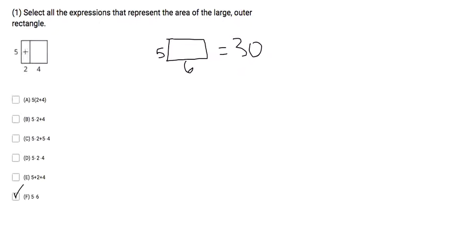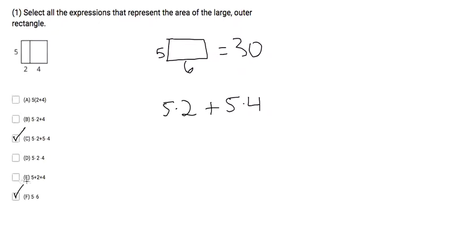So we have 5 times 2, which is 10. And then we do 5 times 4, which is 20. And when we add those two together, we end up getting 30. So we have a 5 times 2 plus a 5 times 4 here as well. Let's see what else we got here.